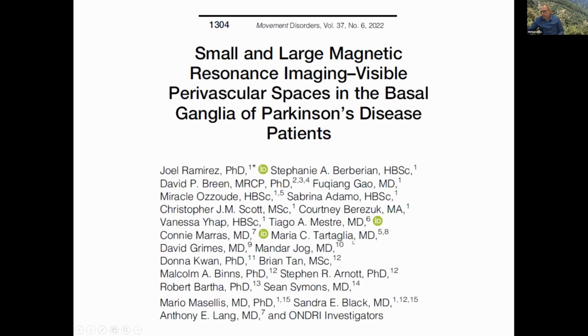A second study that I'll just briefly summarize as well looked at small and large magnetic resonance imaging visible perivascular spaces in the basal ganglia of Parkinson's disease patients using this ONDRI data. And perivascular spaces are interesting for two reasons. First of all, they do represent small vessel disease burden, but they also may represent the glymphatic system, which is important for draining toxic proteins such as amyloid from the brain.